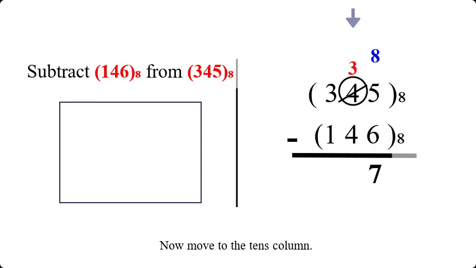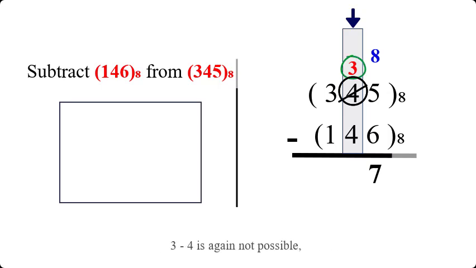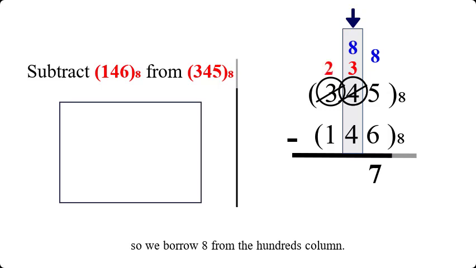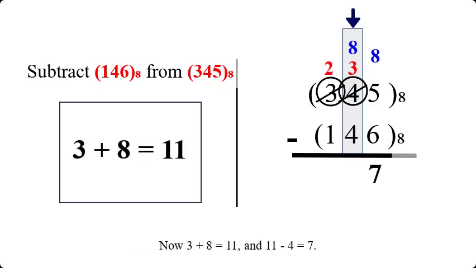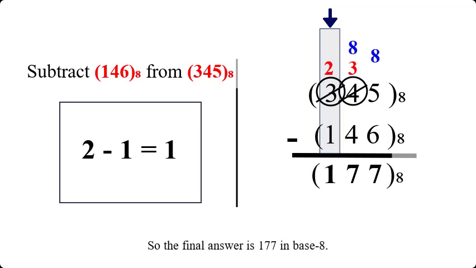Now move to the tens column. Originally 4, but we borrowed from it, so it becomes 3. 3 minus 4 is again not possible, so we borrow 8 from the hundreds column. Now 3 plus 8 is equal to 11, and 11 minus 4 is equal to 7. In the hundreds column, 3 becomes 2 after borrowing. Finally, 2 minus 1 is equal to 1. So the final answer is 177 in base 8.